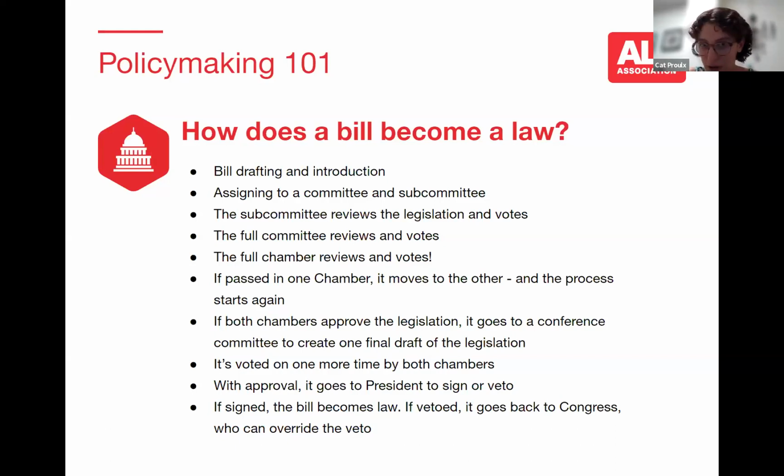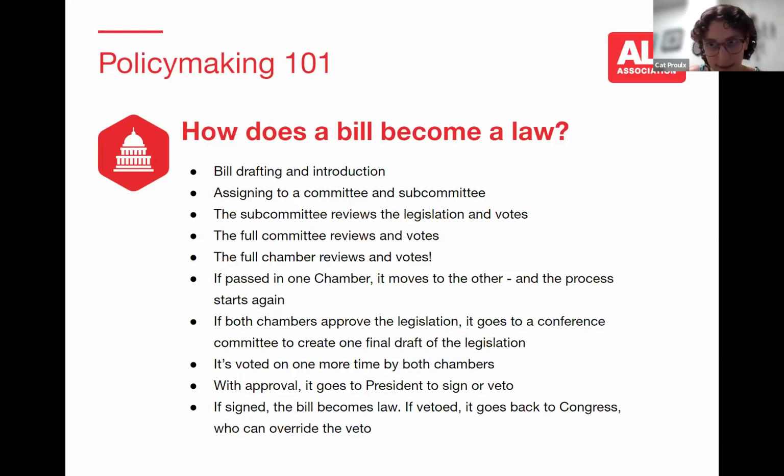And if both chambers, the House and the Senate, approve the legislation, it goes to the conference committee, which is made up of members of both the House and the Senate, who work out the differences between the two pieces of legislation. So I'm sure that you can imagine that between the House and the Senate, they may have different amendments, different edits to the bill, but what is passed is just one piece of legislation that is unified. So the conference committee helps basically rectify the differences between those two pieces of legislation, and then the unified piece of legislation is voted on again by both the House and the Senate.